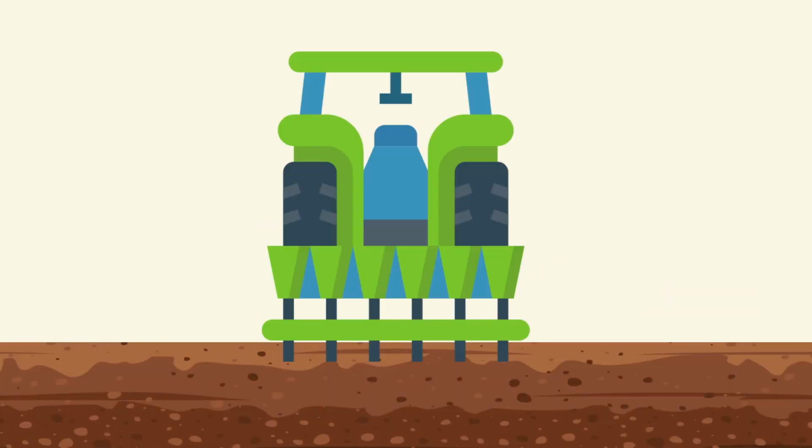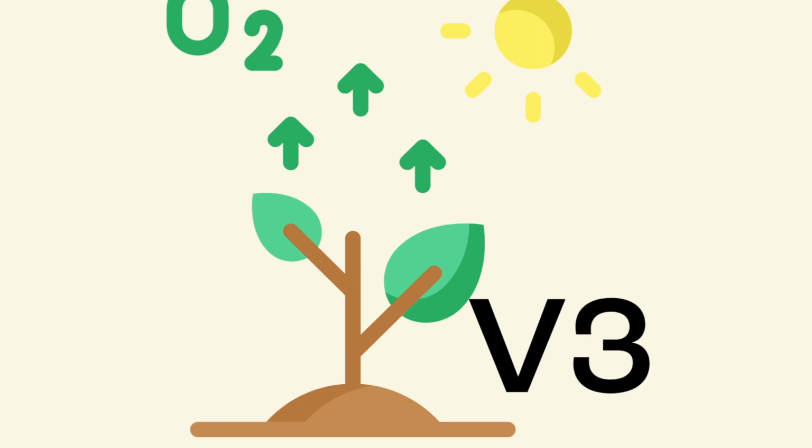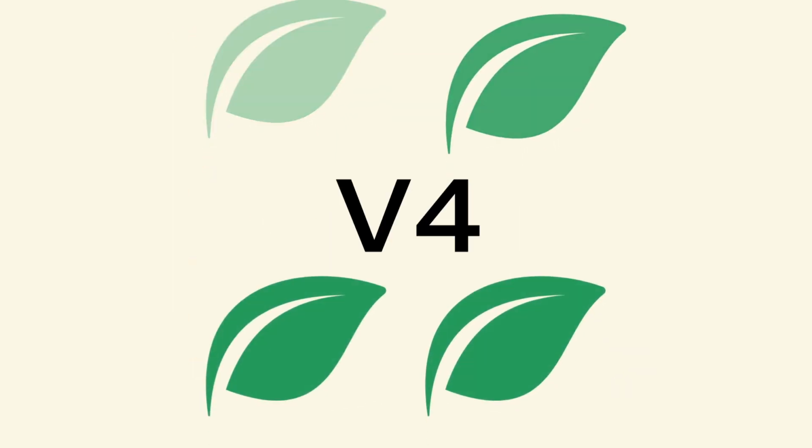VE is emergence and happens 4 to 5 days after planting. V1 is the first leaf on the collar. V2 is 2 leaves present on the collar. V3 is when the third leaf is present on the collar and when the plant starts photosynthesis. V4 is when the fourth leaf becomes visible.